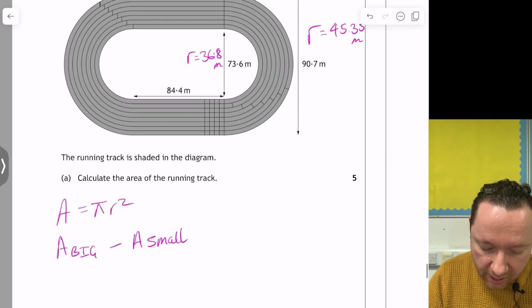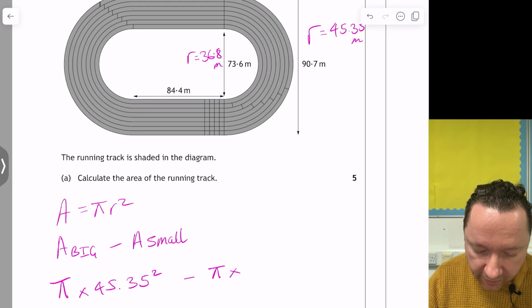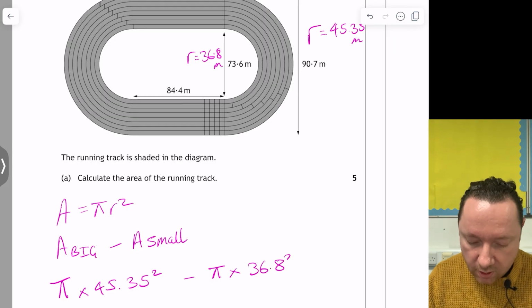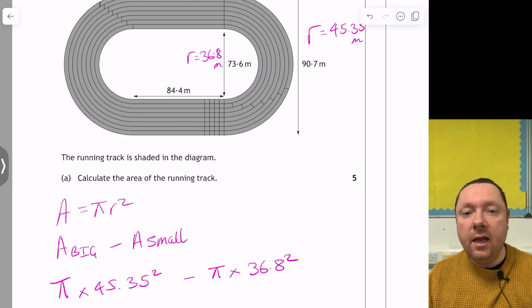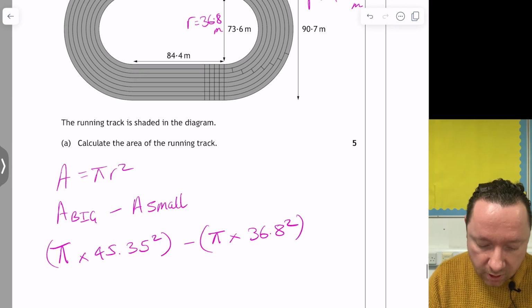So that's pi times 45.35 squared minus pi times 36.8 squared. Now, we could do these sums separately and then get our answer, or we can just do brackets around both. So I'm just going to do brackets just to quicken this up.